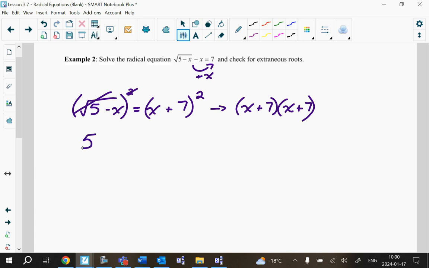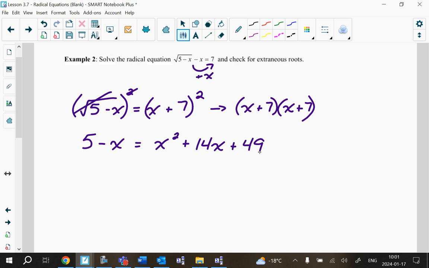So that side's pretty easy. It just becomes 5 minus x. This side, we've got to do some multiplying. What do I get? Plus 7x. Plus 7x. Can you give me the simplified answer to that? Because you can put the 7x and 7x together, right? So x squared plus 14x plus 49. Well, this is why we do these things.